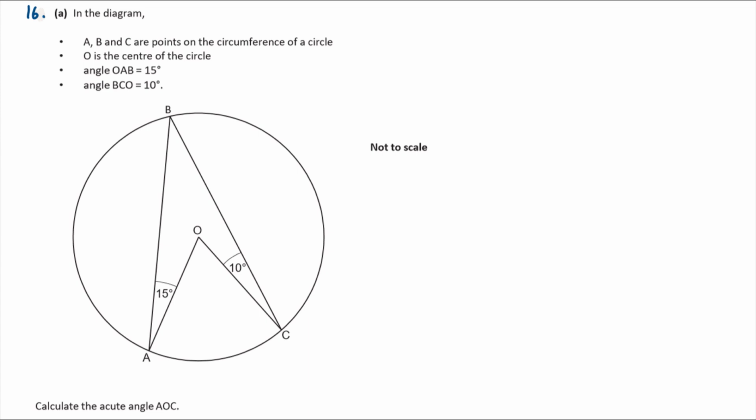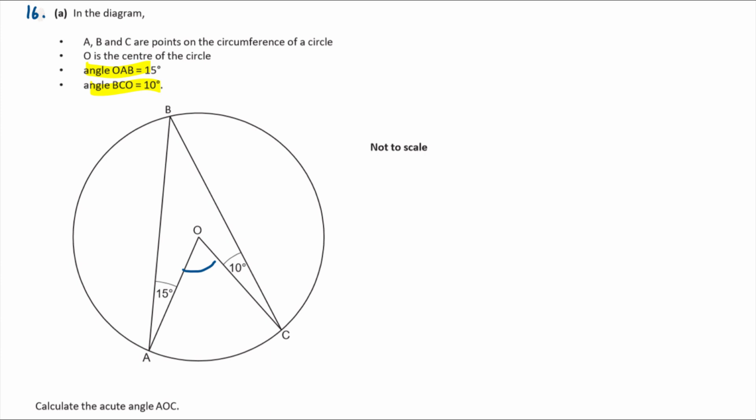Right, so let's have a look at our diagram. My advice is to always double check this stuff up here and make sure all the information is in the diagram, because sometimes it isn't, but in this case it is. I've got A, B and C clearly marked, O is clearly marked, and these two angles are clearly marked as well. Now calculate the acute angle AOC. So the acute angle there is that one there, isn't it? Okay, so we want to know this angle here. How are we going to do that?